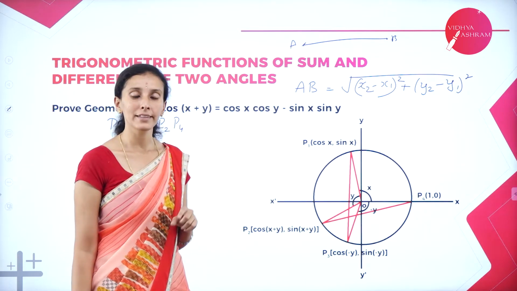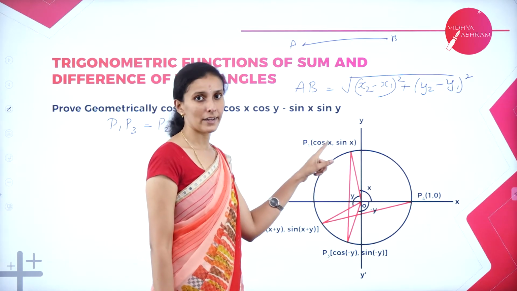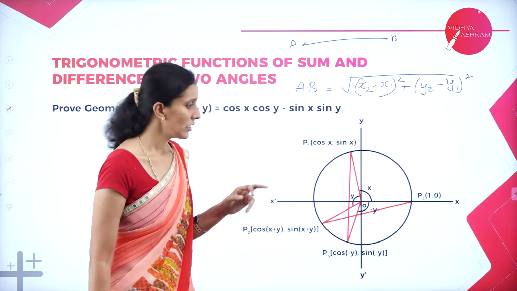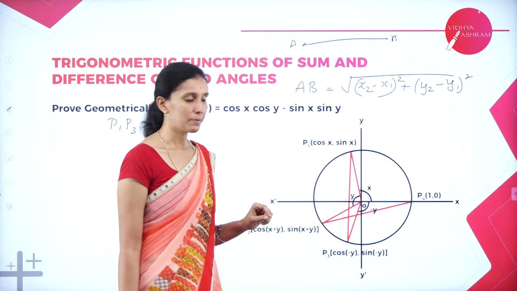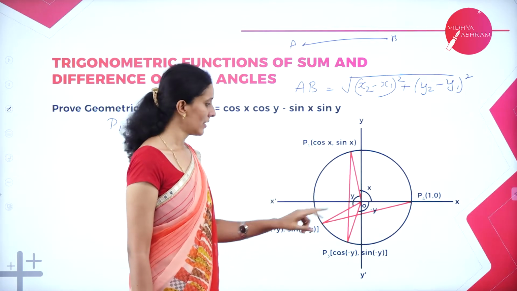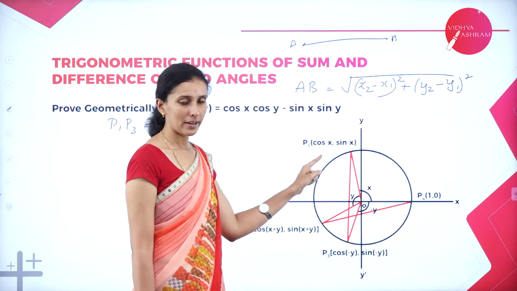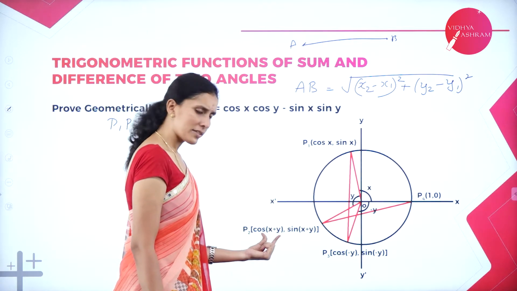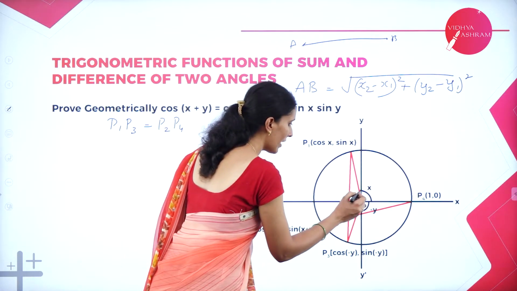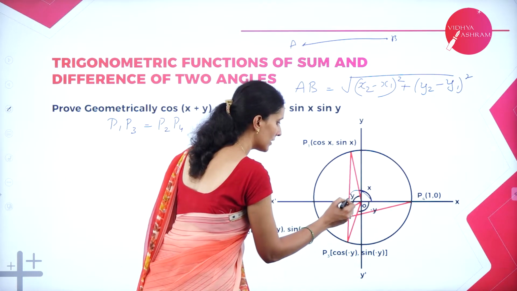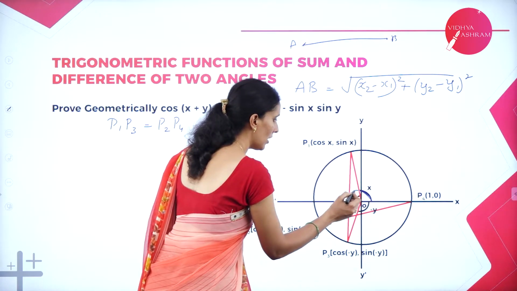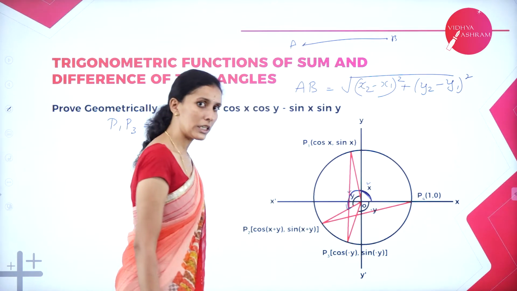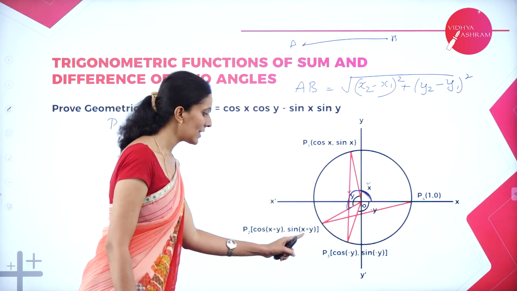Then, one more important thing you have observed here: all the coordinates we have expressed in terms of cos and sin. Why? We have learned in our previous session, any point on the circle can be expressed in terms of cos x and sin x. Since the angle is x here, it is taken as cos x and sin x. The angle is y here. But why is it cos(x plus y), sin(x plus y) here? We have considered this complete angle here. This angle is the sum of x and y. So therefore, the coordinate here is taken as cos(x plus y), sin(x plus y).